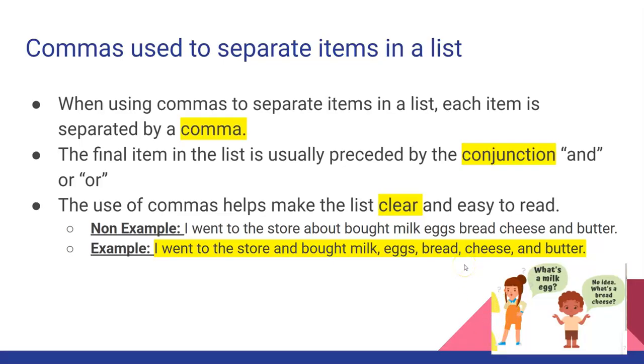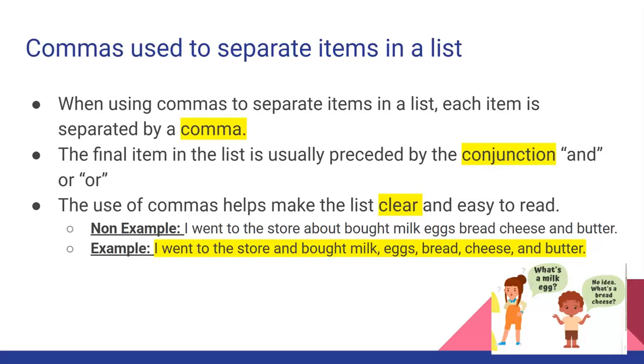We have this woman saying, "What's a milk egg?" And the little boy is saying, "No idea. What's bread cheese?" And the reason that they're saying that is because it looks like these things are combined together. Milk eggs, bread cheese. And that's why it makes so much more sense to separate these items in the list with a comma. So the correct example and what you should have written in your notes is the one that's highlighted down at the bottom in yellow. I went to the store and bought milk, comma, eggs, comma, bread, comma, cheese, comma, and butter.